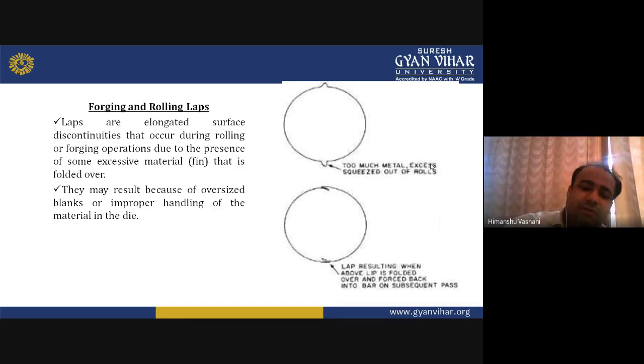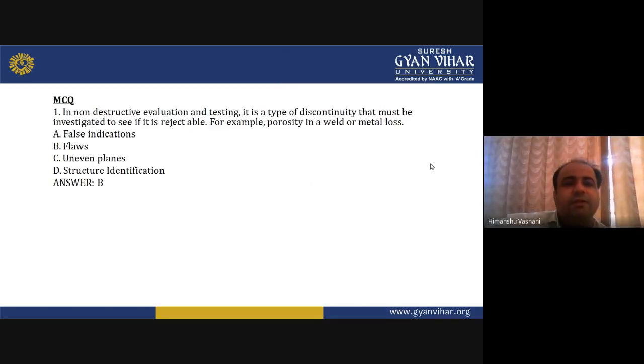This discontinuity is very common. This is a kind of surface discontinuity, if you understand. Now we'll go through the various MCQs in it, and the MCQs are like this.